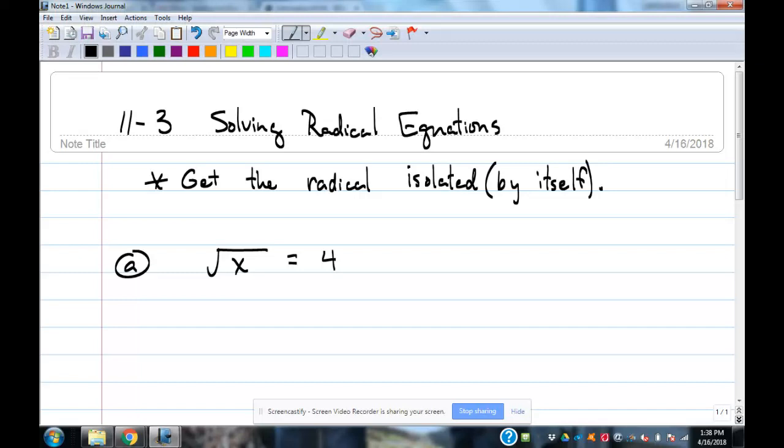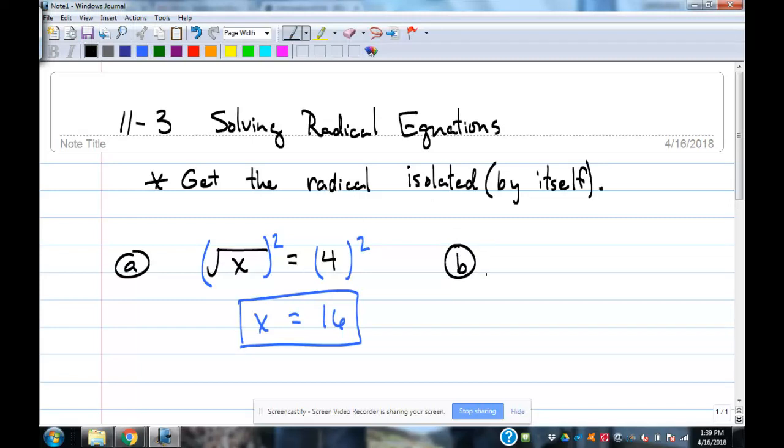Okay? So if the square root's by itself, you will square each side, it'll get rid of it. If I square both sides, on the left side, the square root and this squared cancel each other out. All that's left is x. On the right side, you got 4 squared. What is 4 squared? 16. There's your answer. Once the radical is by itself, you get rid of it by squaring both sides. That's how you get the x by itself.